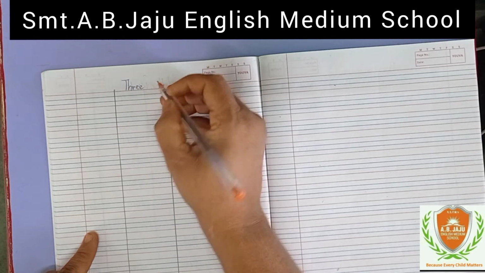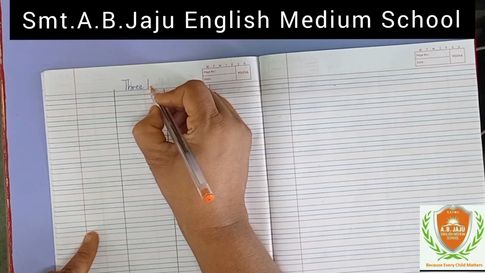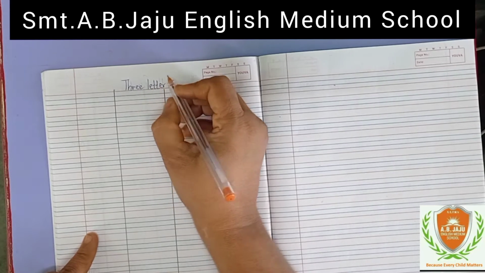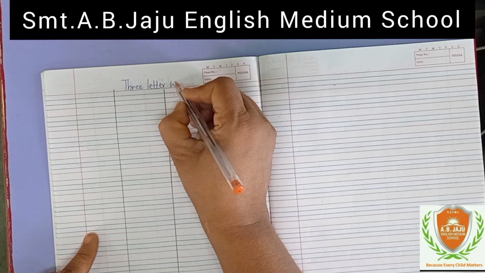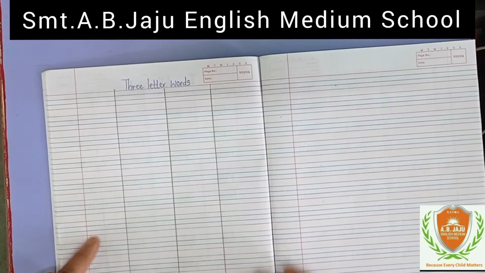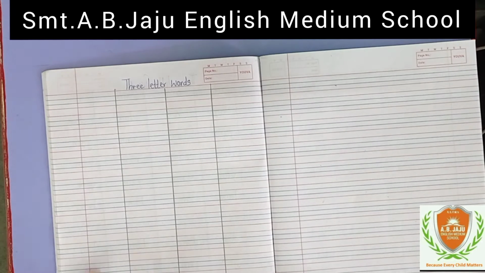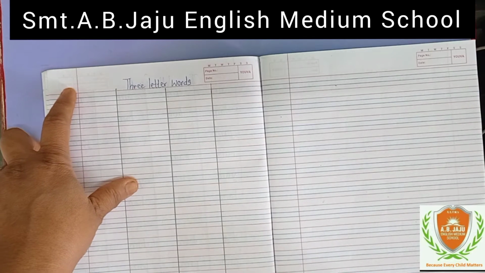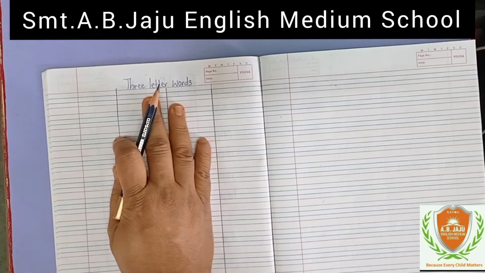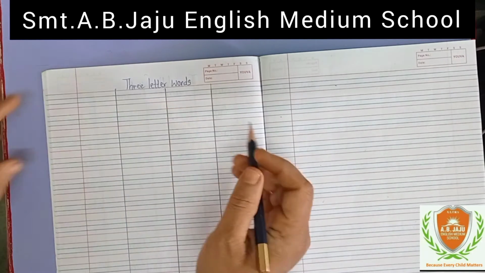Here on top you have to write down the spelling of three, T-H-R-E-E, three, letter, L-E-T-T-E-R, letter, words, W-O-R-D-S, words. Okay, and in the corner you have to write down today's day.